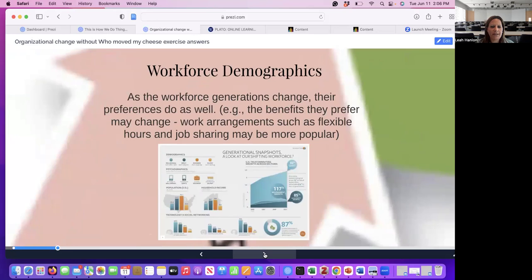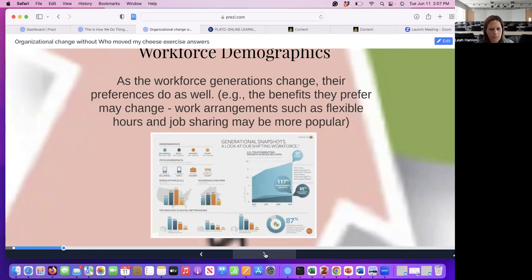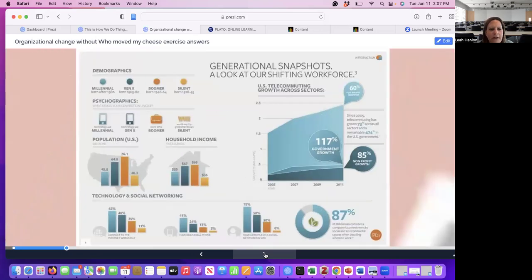Workforce demographics. As the workforce generations change, their preferences do as well. So this is benefits they prefer that they might change, or work arrangements such as flexible hours and job sharing might be more popular. As you can see here, based on the different generations, income might have been higher, populations were different, but technology and social networking have definitely increased with the millennials.